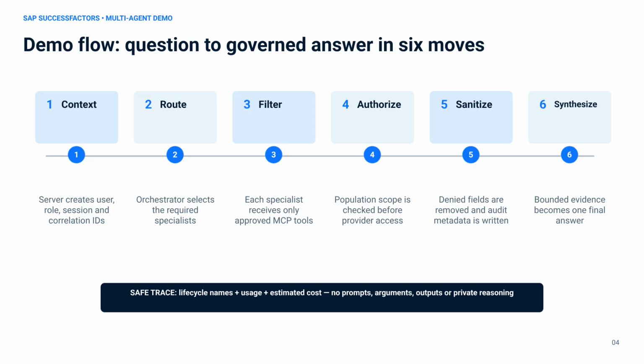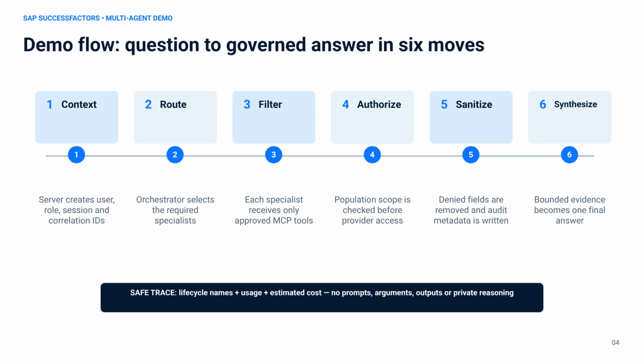Now let us follow the runtime process from beginning to end. Step 1 is context creation. The application identifies the user and creates the role, session ID, correlation ID, and effective date context outside the model prompt. Step 2 is routing. The HR Orchestrator analyzes the question and selects the specialist agents needed to complete the request.